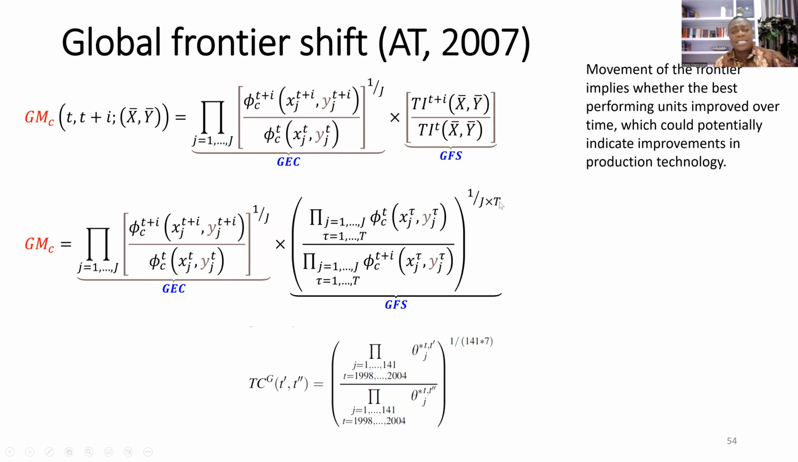Now, why is it that when I was taking the geomean of this second one, I have 1 over J times T, but when I was taking the geomean of the global efficiency change, I had 1 over J? Who can tell me that? If you look at the global efficiency change, the geomean is 1 over J. You ignore the time. But when you come here to the global frontier shift, the geomean is 1 over J times T. You incorporate the time. Why?